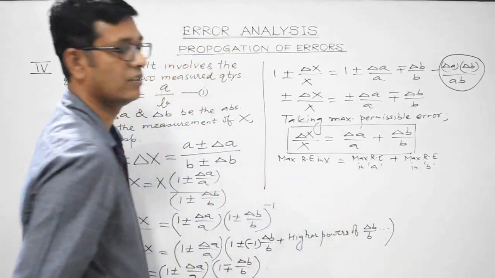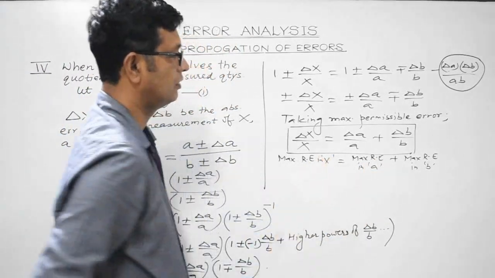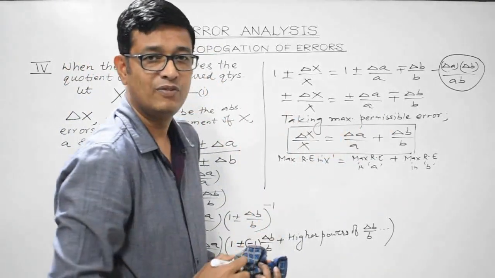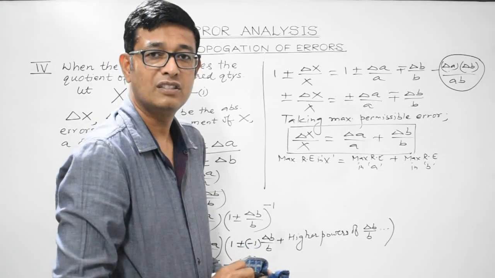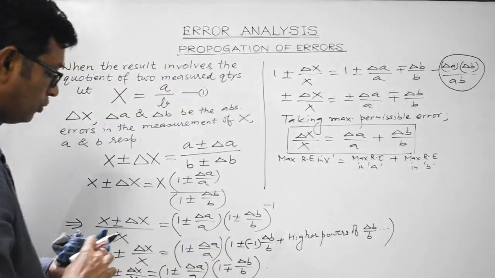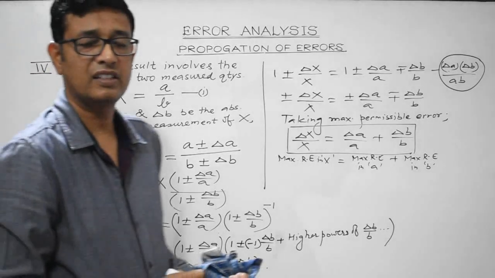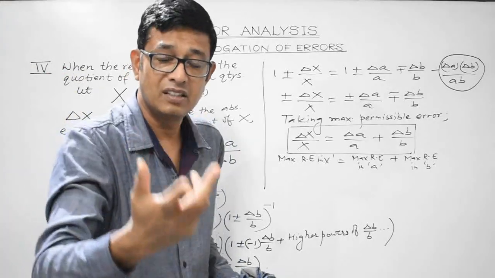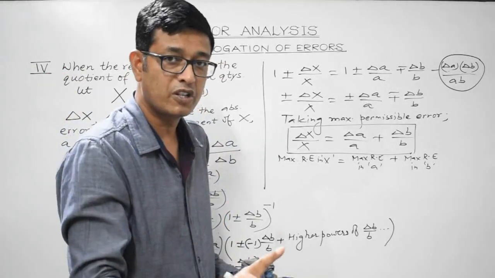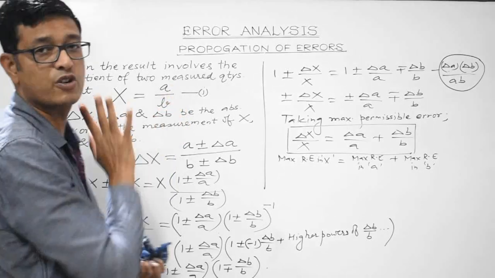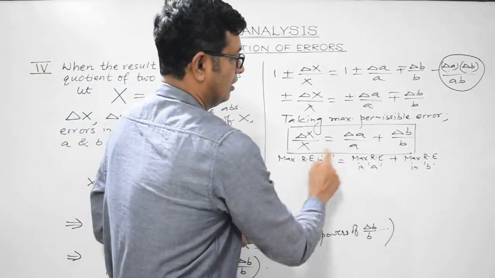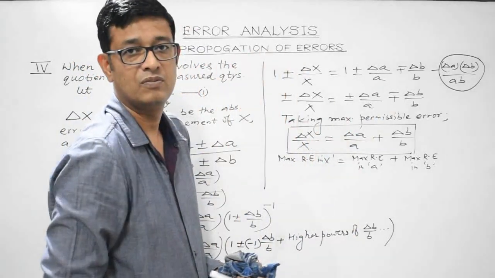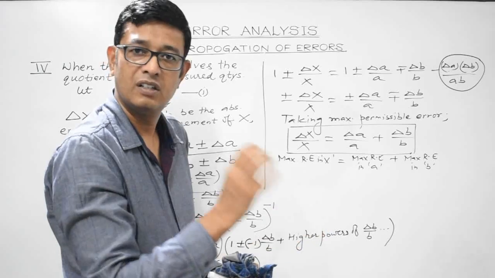So, that's the conclusion. Students, just recap the previous article. The conclusion is the same. Whether the result involves the addition of two measured quantities or the subtraction of two measured quantities, the errors are propagated in the same manner. Similarly, if the result involves the product or the quotient of two measured quantities, the method by which we combine the errors remains the same. For multiplication and for quotient, it is the same.